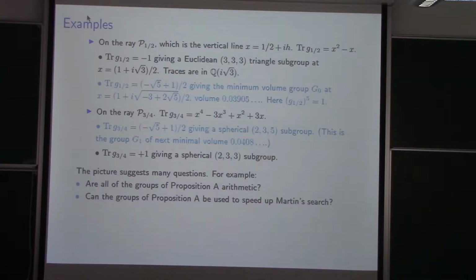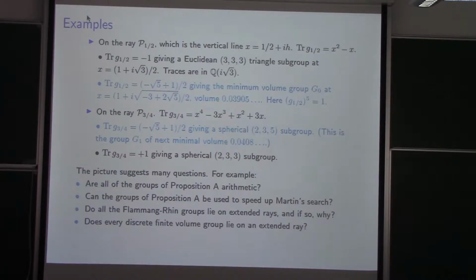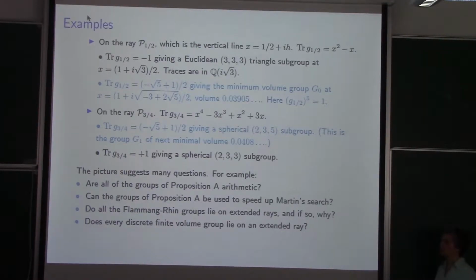But one question I have is, Gavin Martin's search gets extremely complicated. He uses a mixture of Kleinian group theory and complex analysis to eliminate more and more groups. Can we somehow use this idea of going down the ray to come upon interesting groups faster? Do all these dots really lie on these rays? And if they do, why? Not obvious to me. And does every discrete finite volume group lie on a ray? So a bunch of questions which I can't answer.